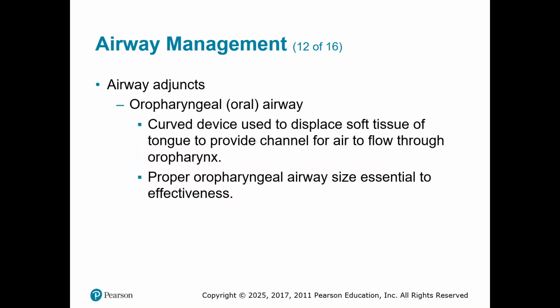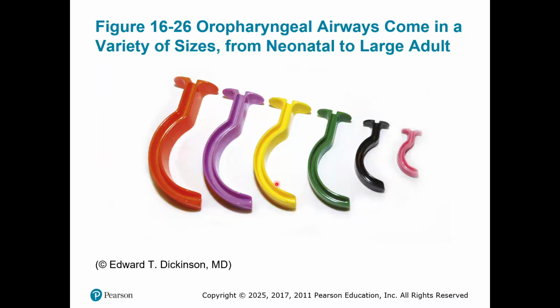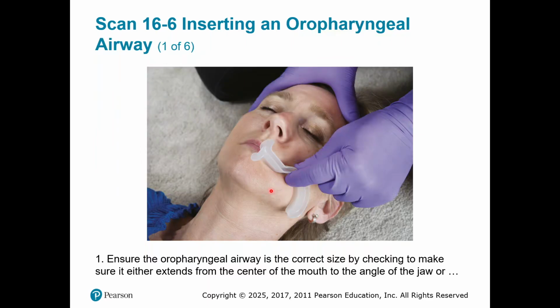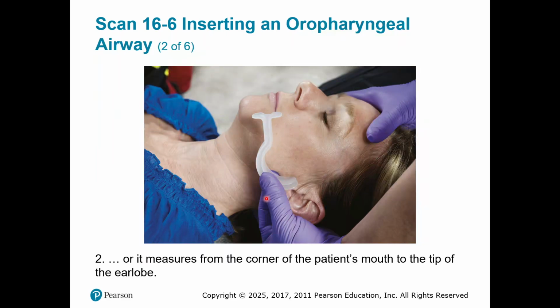Here we have airway adjuncts. We have the oral airway. We're all familiar with this. Should be. We have a variety of sizes. Remember how we measure it. Ensure the oropharyngeal airway is the correct size by checking to make sure it either extends from the center of the mouth to the angle of the jaw, or my preferred method, like this. It measures from the corner of the patient's mouth to the tip of the earlobe.